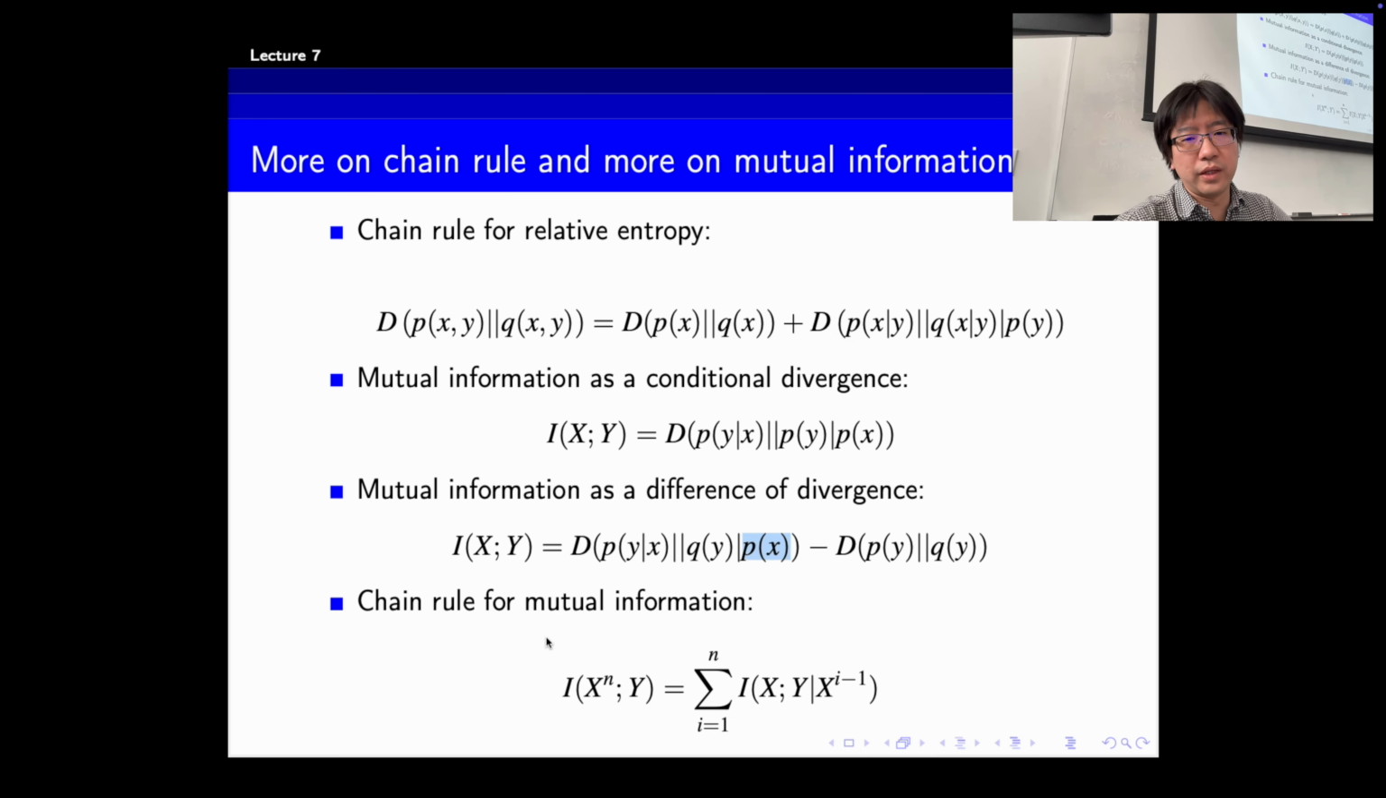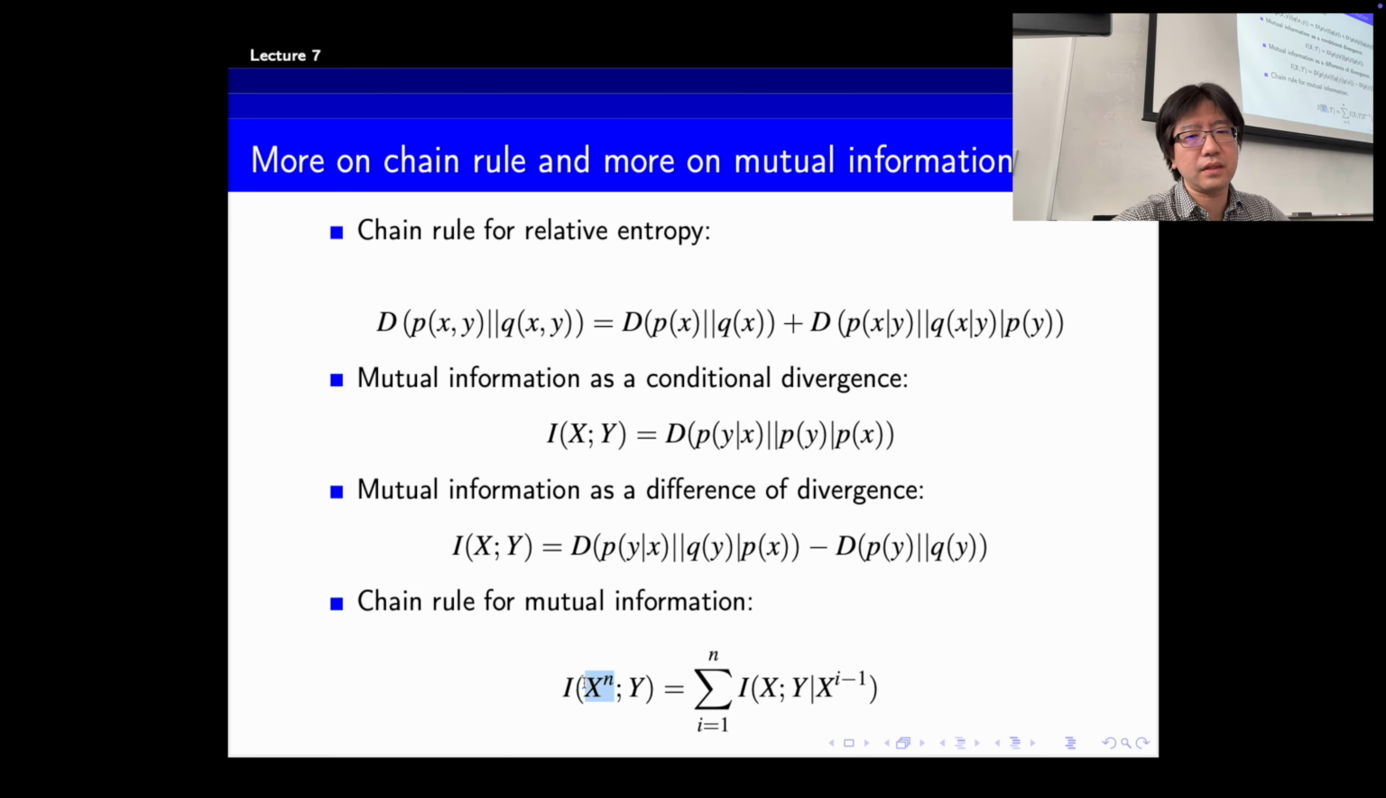Then we talked about the chain rule for mutual information, which is given by this formula. To prove it is relatively easy: we can just use the chain rule for entropy, and we can also use other properties. From now on, it's very important to remember this formula, because we're going to use it again and again. The chain rule is probably one of the most important properties in information theory. Later on you're going to see why.